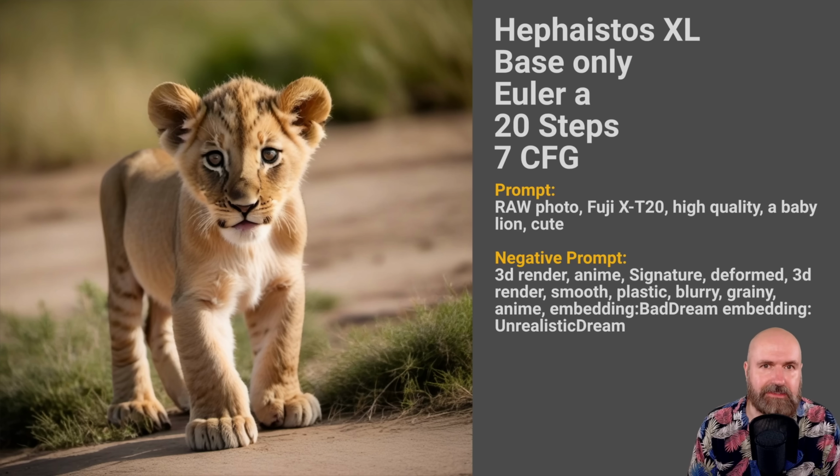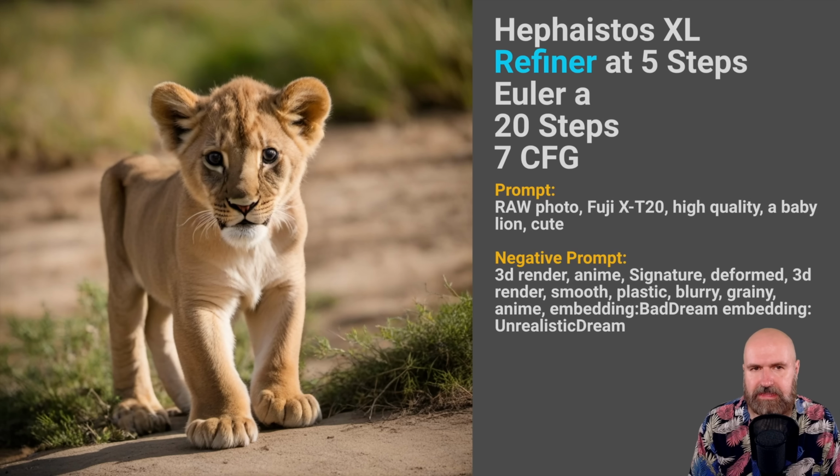20 steps, 7 CFG scale. You can see my prompt and negative prompt here on the screen. This already looks very good, very nice and detailed. Now here's the same image, but this is using the refiner at 5 steps with the refiner extension I showed you before. It gives more detail, especially in the fur, and makes it look more like professional photography.